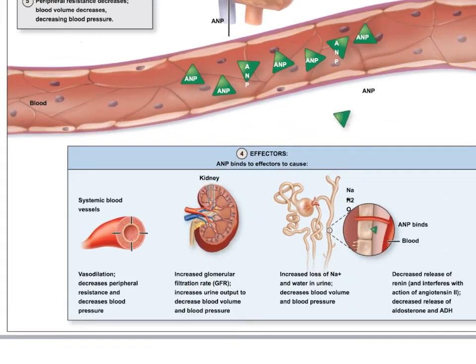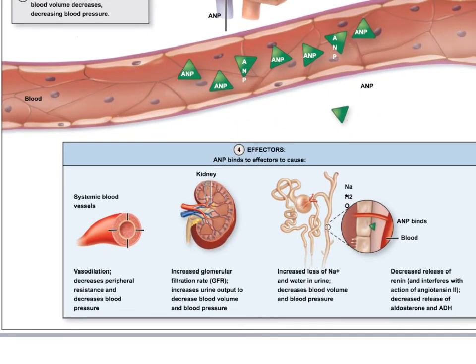So the atria respond to stimuli and release ANP into the blood. It goes to the systemic blood vessels, causing vasodilation, right? That allows more blood to go through the kidney. Because of vasodilation, we have an increased GFR, more blood running through the glomerulus, more filtrate being produced. It helps to decrease blood volume. And in the nephron, you get increased loss of sodium and water in the urine, which will counteract the stimulus of an increased blood volume and blood pressure. Okay?